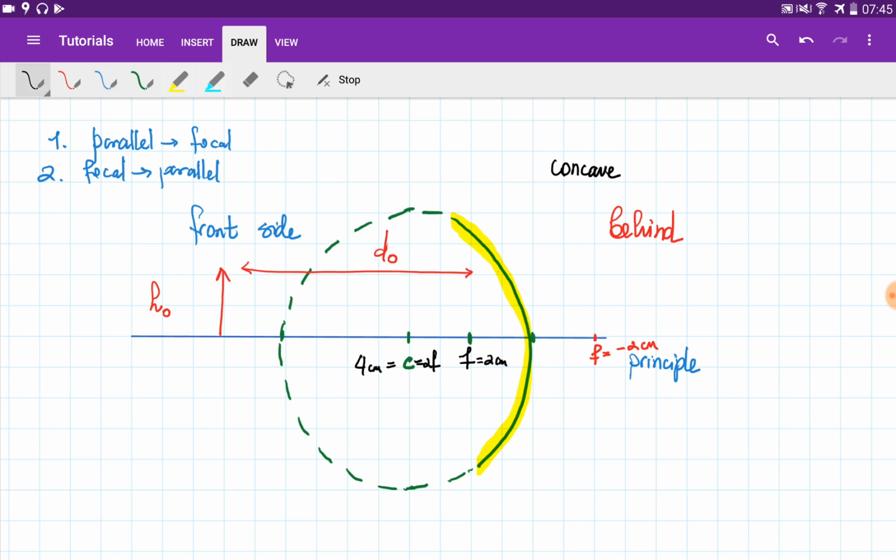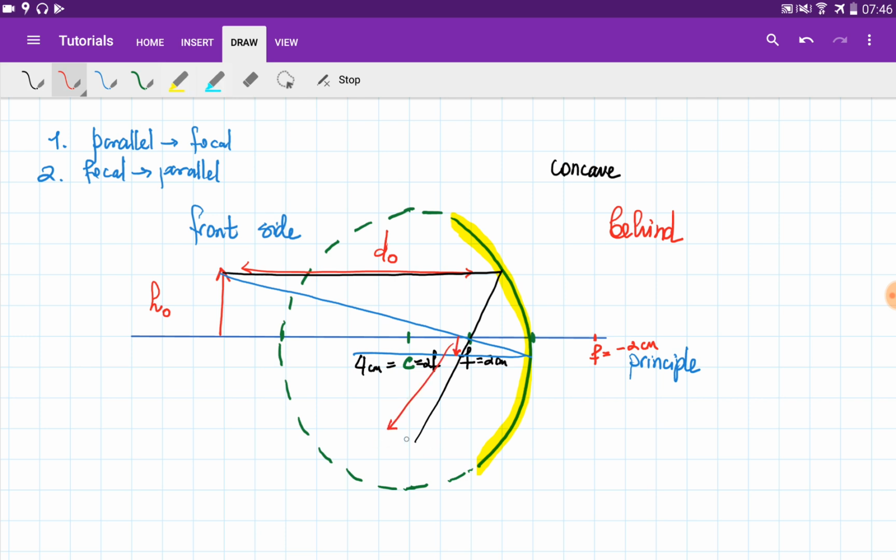So let's do this. We first need to create a line which is parallel to the principal line, and then is reflected through the focal point. And the second one goes through the focal point. Whenever it reflects, it's going to be parallel, and the intersection point is going to be our image. So here there is an intersection point, right? This is going to be our image.